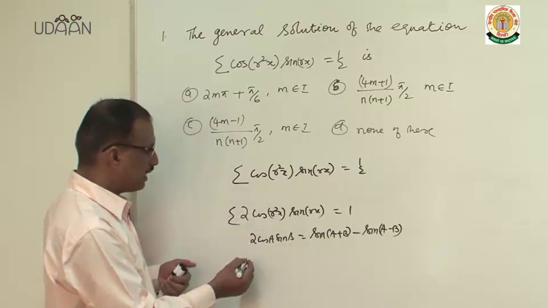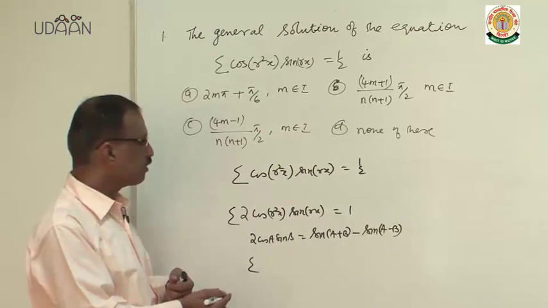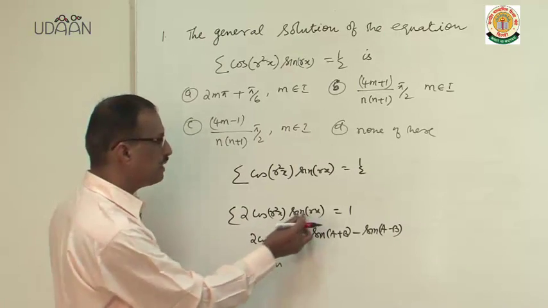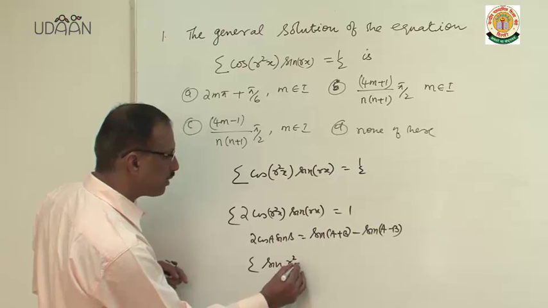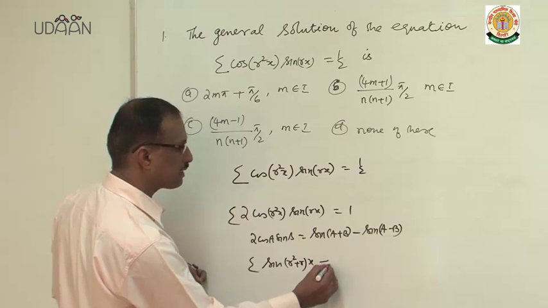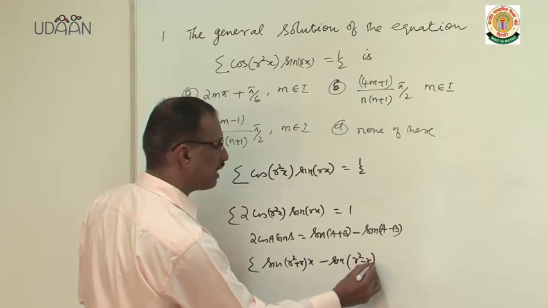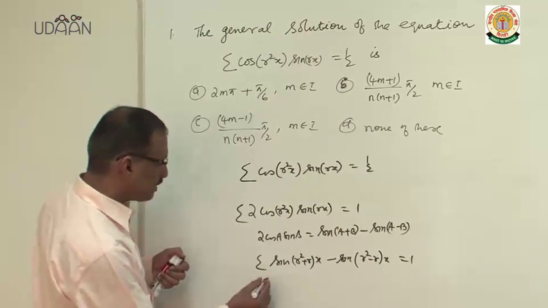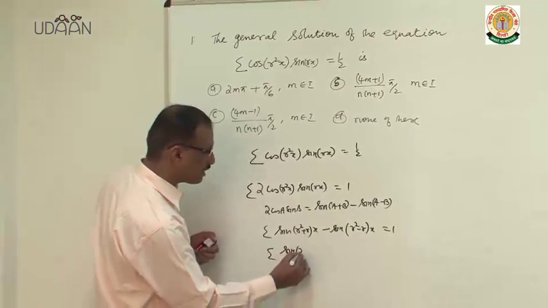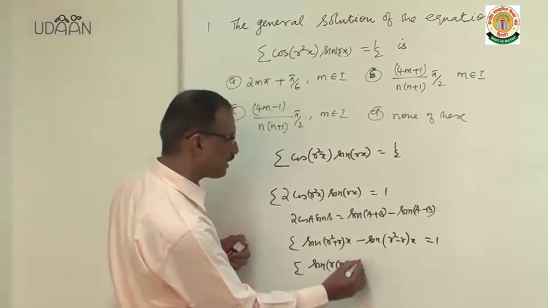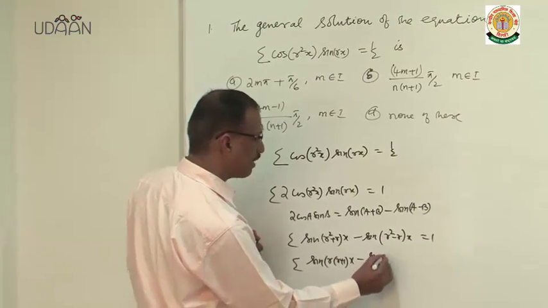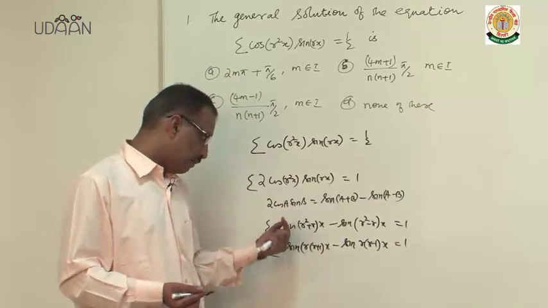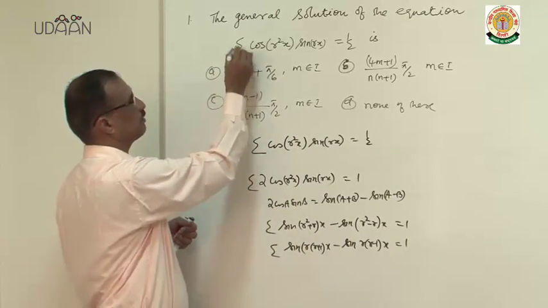So, if you use this formula here, you get sigma of sin of A plus B, where A is r square x and B is r x. If you add up, you get r square plus r into x minus sin of r squared minus r into x equals 1. Now, from this you can take r out: sigma of sin of r into r plus 1 x minus sin of r into r minus 1 x equal to 1. Now, r goes from 1 to n.